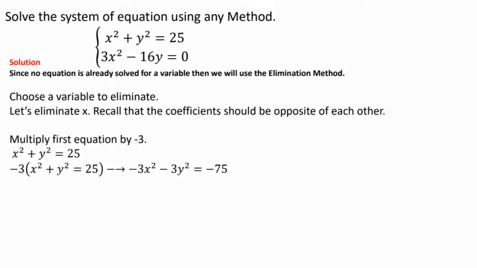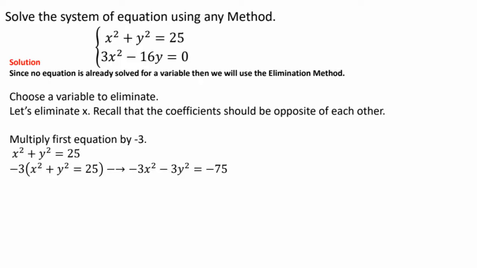I'm going to multiply a -3 times x squared. That's going to give me a -3x squared. A -3 times a positive y squared is going to give me a -3y squared. And a -3 times a positive 25 is going to give me a -75. So let's put the equations together. -3x squared minus 3y squared is equal to -75. I'm going to add it to 3x squared minus 16y equals 0.